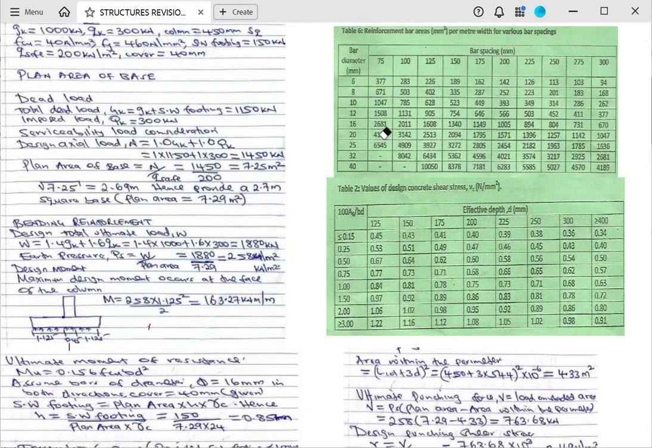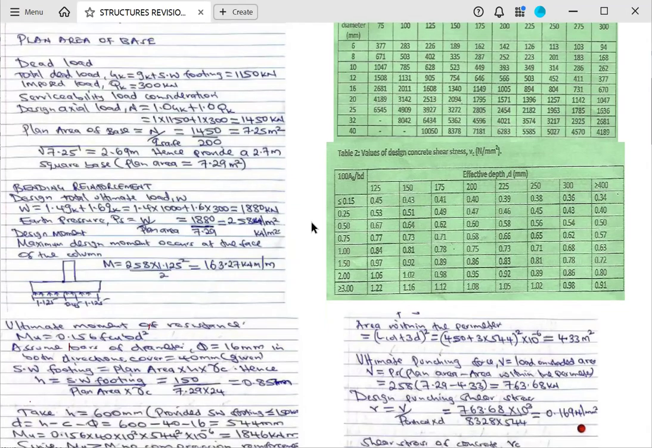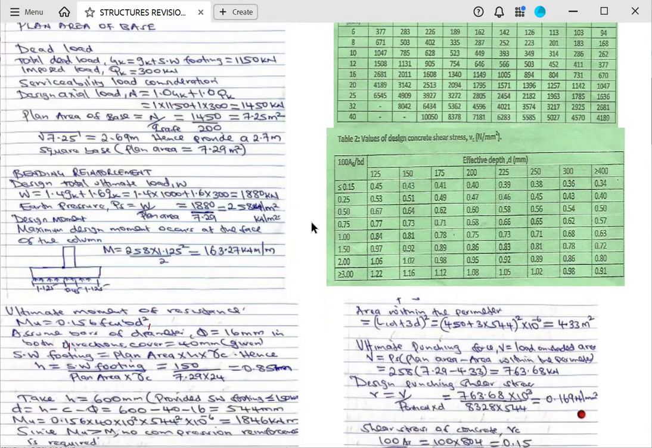Now we will proceed. Here we assume a bar of diameter 16 millimeter, which will be in both directions. Remember, this is a square, so they will run in both directions. They will be perpendicular to each other. Then we have a cover of 40 millimeter that has been given.